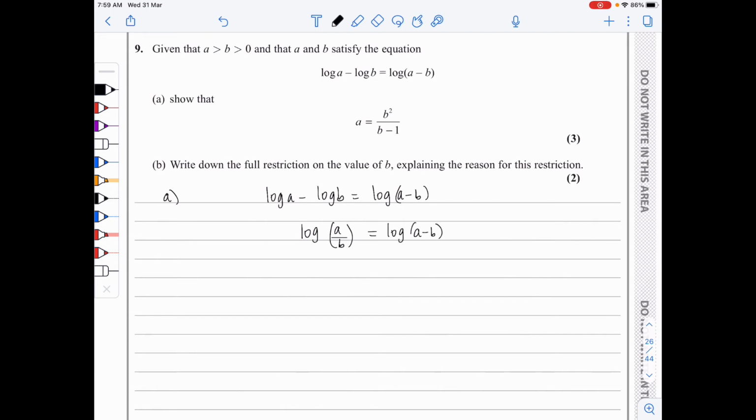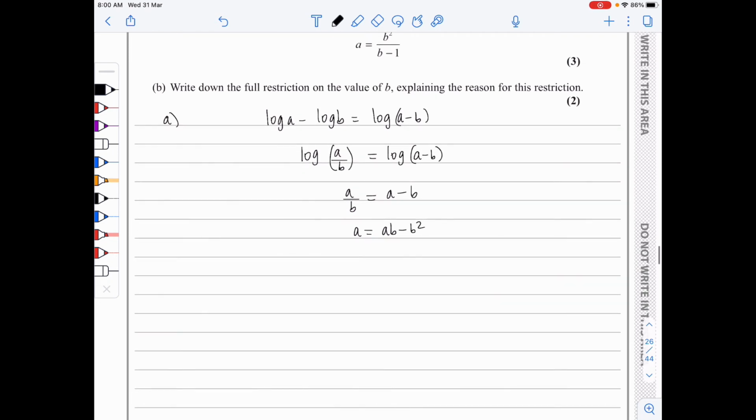And since we've got one logarithm on either side, we can equate a over b with a minus b. Cross multiply: ab minus b squared. We need to make a the subject here. So b squared is ab minus a, leading to b squared over b minus 1 being a, as required.